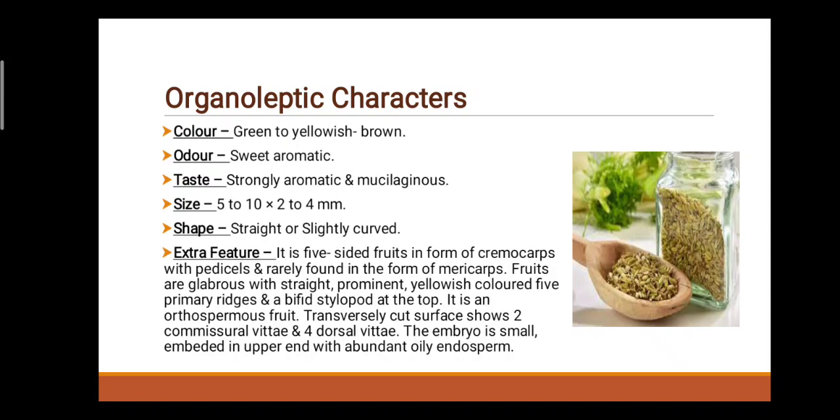Extra features: it is a 5-sided fruit in the form of cremocarps with pedicels, and rarely found in the form of mericarps. Fruits are glabrous with straight, prominent yellowish colored 5 primary ridges and a bifid stylopodium at the top. It is an orthospermous fruit. The transversely cut surface shows 2 commissural vittae and 4 dorsal vittae. The embryo is small, embedded in the upper end with abundant oily endosperm.